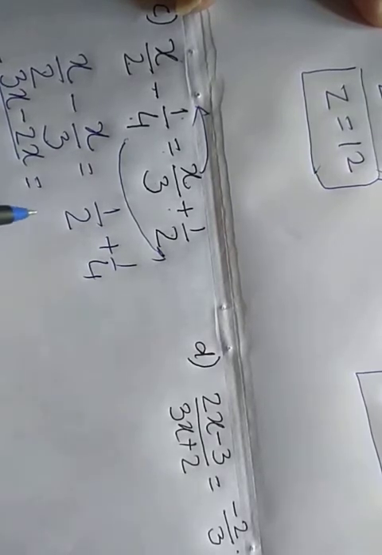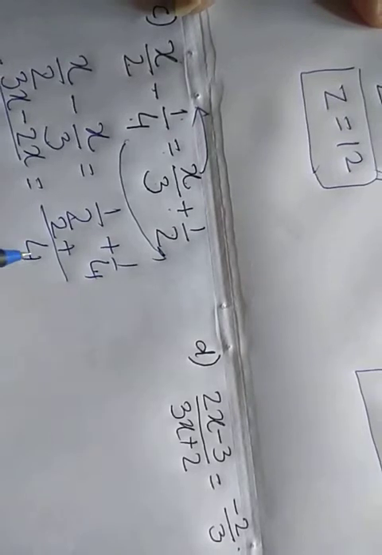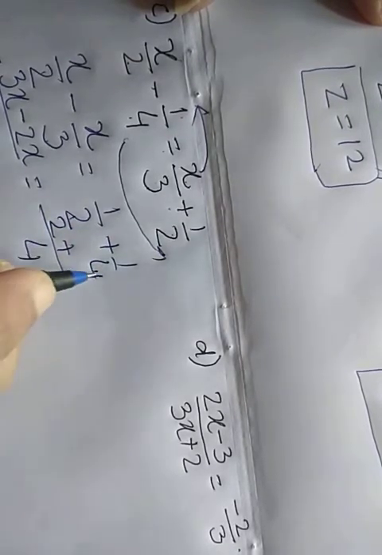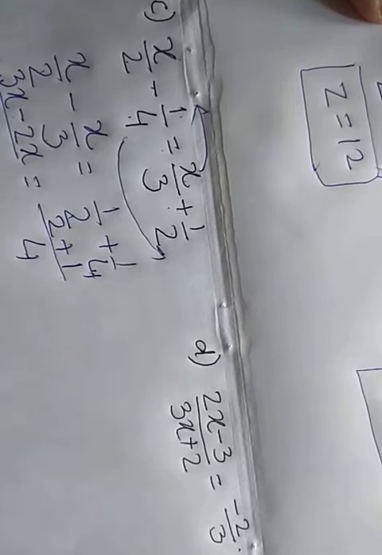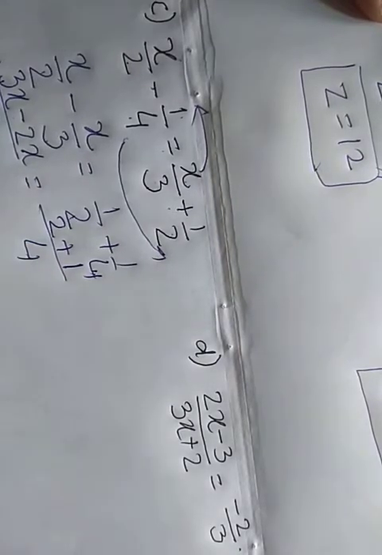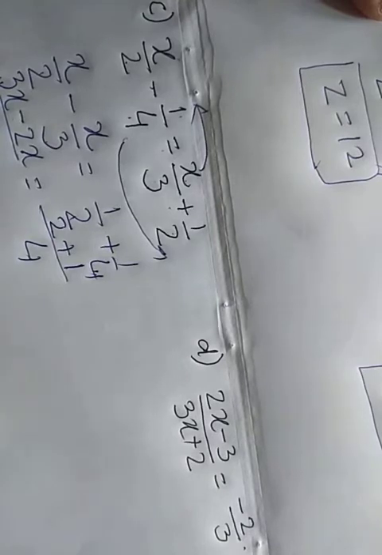Clear? Is equal to, let us take the LCM for these two. 4. 2 2s are 4, 2 1s are 2. 4 1s are 4, into 1 is 1. 3x minus 2x, how much? x by 6 is equal to 2 plus 1, 3 by 4. What I do, I take this 6 to this side. Here it is dividing, here it will multiply. x is equal to 3 by 4 into 6.